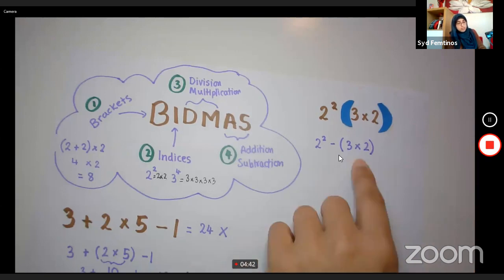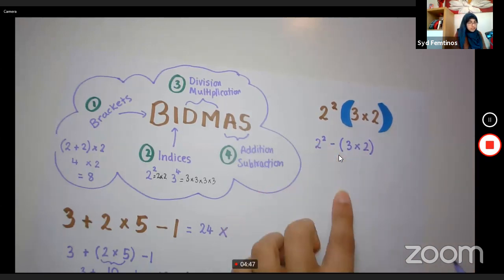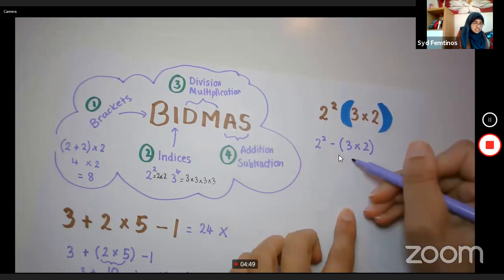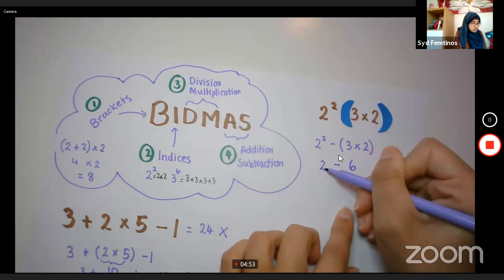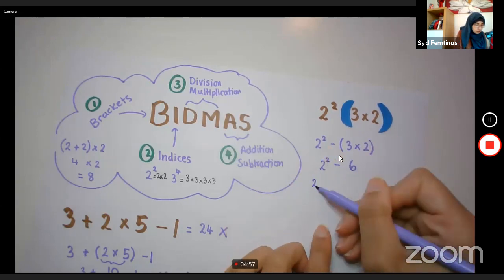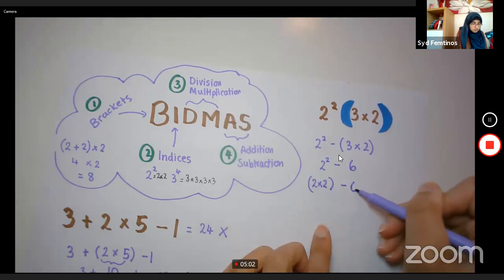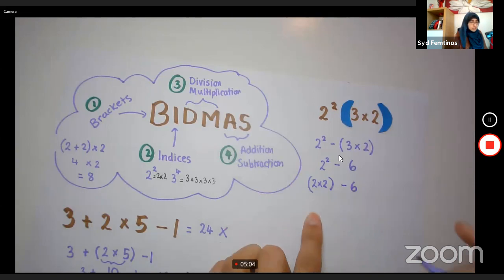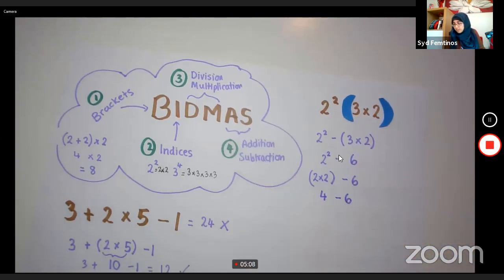Okay, so you've got to do the brackets first, then we're going to do the indices, then we're going to do the takeaway. So let's do that. 3 times 2 is 6. We put the takeaway in, and we're going to put the indices in. 2 to the power of 2, what does that mean? That means 2 times 2. And we can put brackets in there as well to help us. Okay, 2 times 2 is 4. 4 minus 6, we have now got negative numbers.